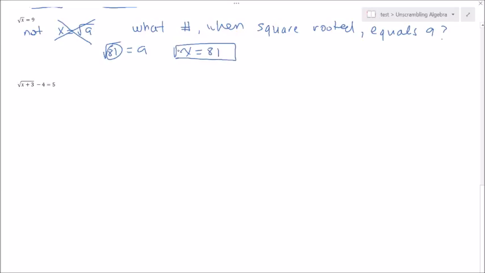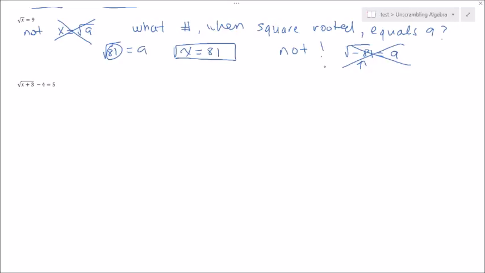Now, it's also important to note that negative 81 does not work, because the square root of a negative number, that's not a real number. Those are imaginary. So we can't take the square root of a negative number and produce a real answer. So square root of negative 81 does not equal 9. Don't confuse the two here. Again, you can always check by substituting the number back in.